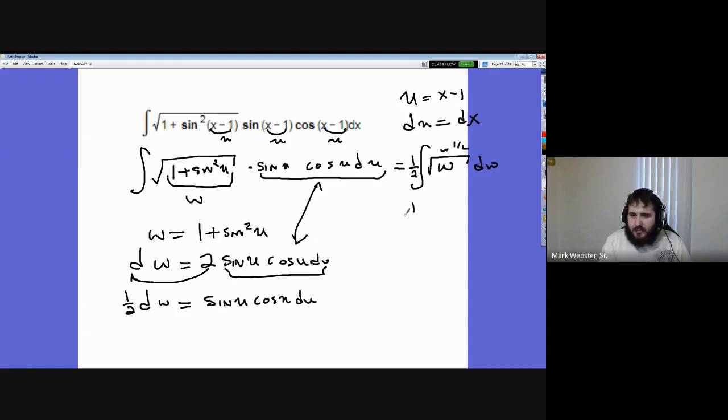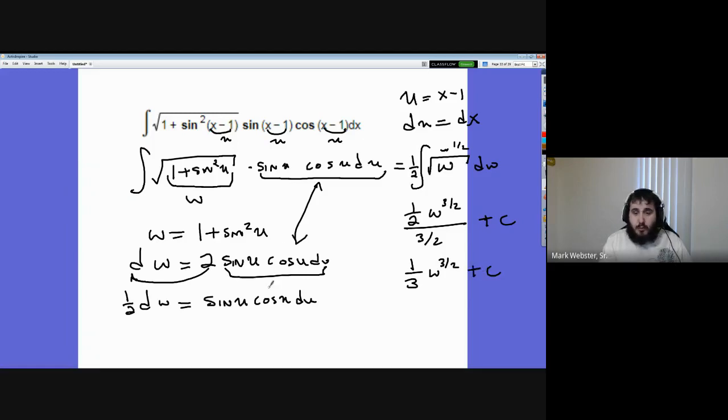So let's make this w to the 3/2 divided by 3/2 plus c. And let's simplify this, because when you divide by 3/2, you're dividing by 3, multiplying by 2. So that's going to cancel out with this 1/2. We'll have 1/3 w to the 3/2 plus c.